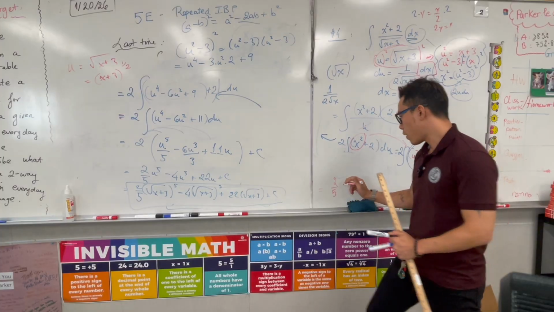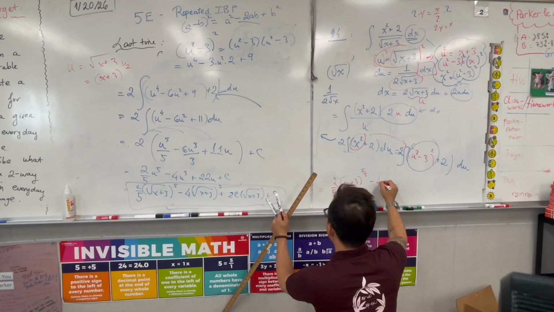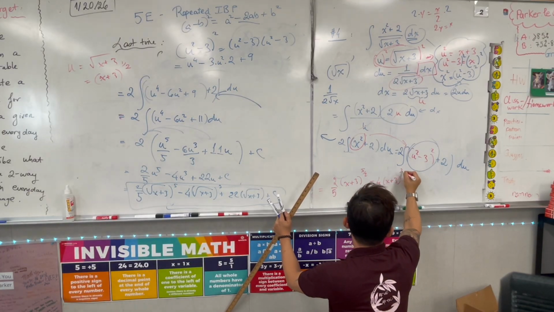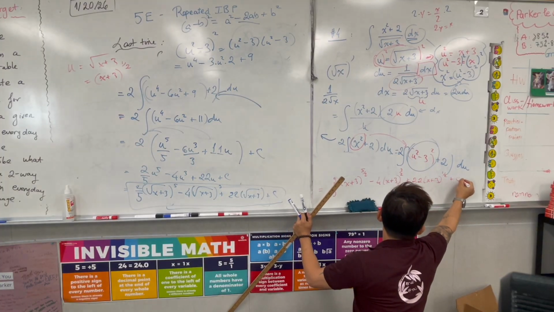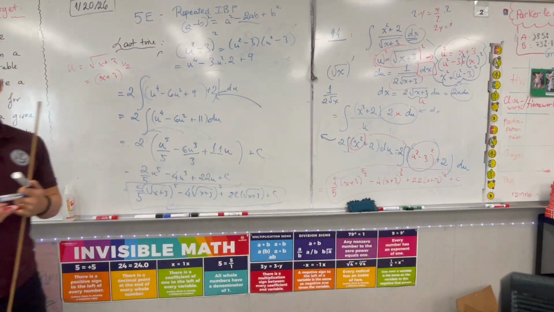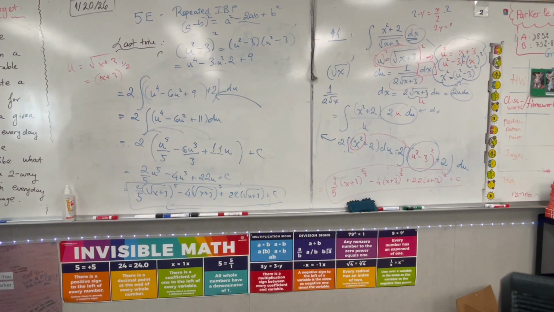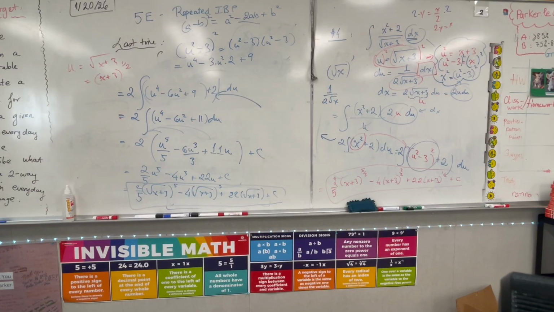Or you can also write the power like this: 2 over 5 (x plus 3) to the 5 over 2, minus 4 (x plus 3) to the 3 over 2, plus 22 (x plus 3) to the 1/2. Same thing. It does look better, right? The bottom, you don't need to write the square root every time. The bottom looks more complicated, like we're smarter. The graders, when they look at this, have more bias. Oh, this is good. We want to please the people.